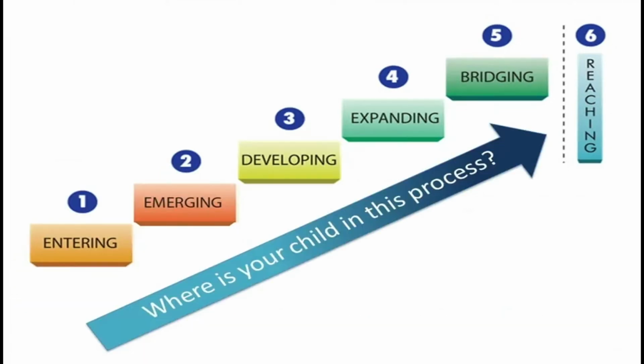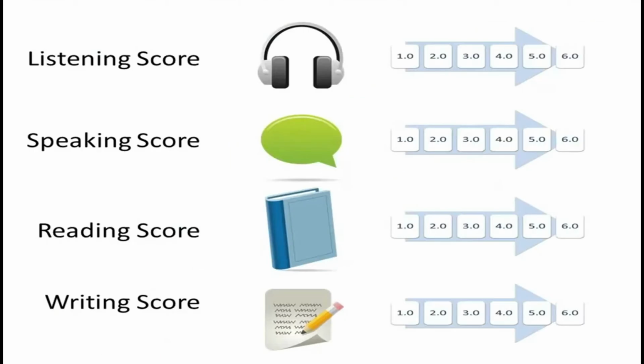The WIDA English Language Proficiency levels are important to know and understand because they describe what students at each of the levels can do with language when they are given the appropriate support. Scores from the Access for ELLs 2.0 are reported for listening, speaking, reading, and writing. These scores range from 1.0 to 6.0.